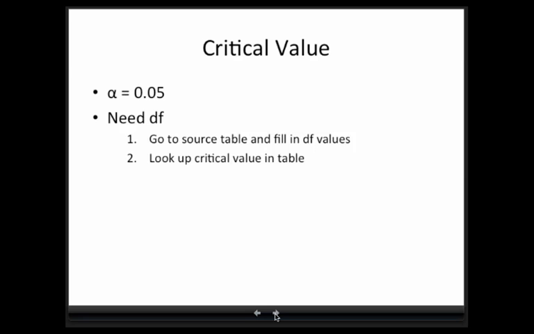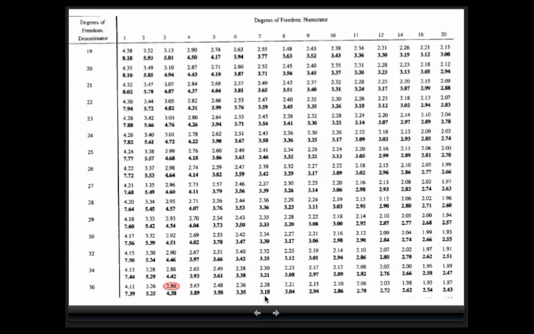Then you're going to look up those values in the critical value table. So we had the degrees of freedom on the numerator was 3. All the way down to degrees of freedom in the denominator is 36. You can find that value here. It's 2.86.